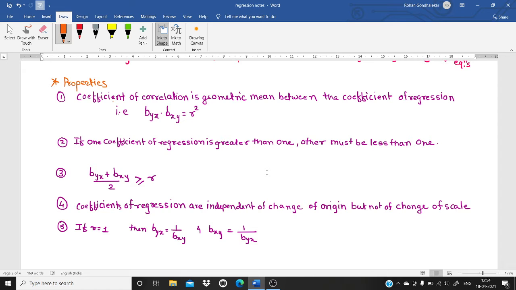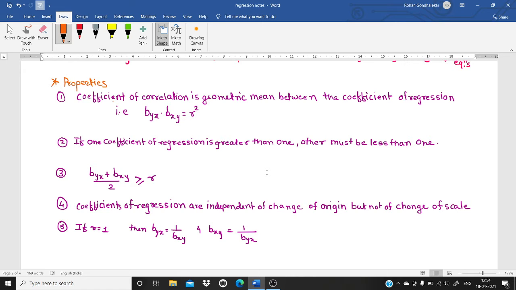What is that relation? Byx into bxy is equal to r square, which can also be stated in a different way: the coefficient of correlation is a geometric mean between the coefficients of regression. That means their product is equal to the coefficient of correlation squared.